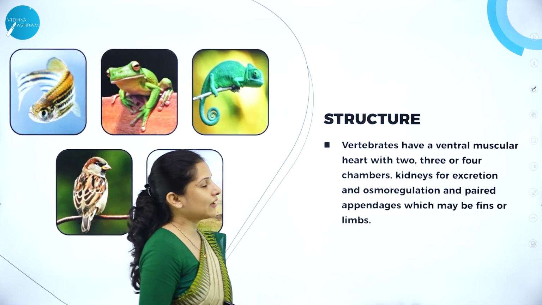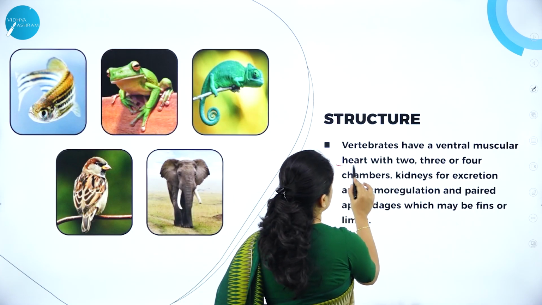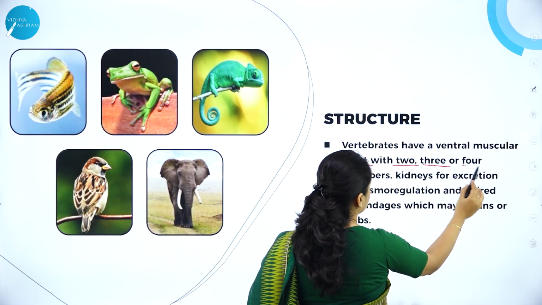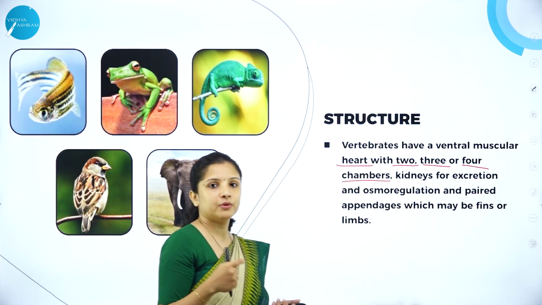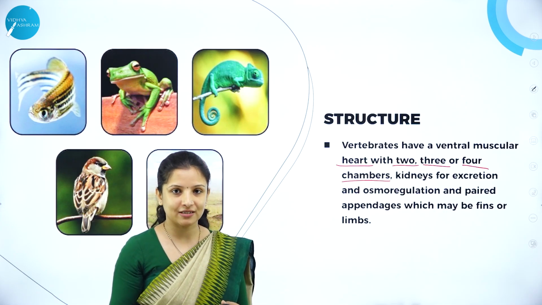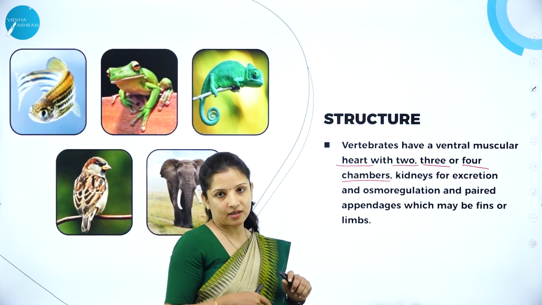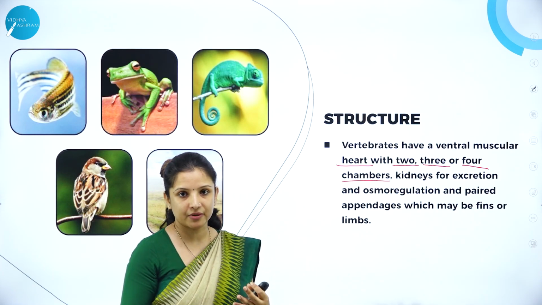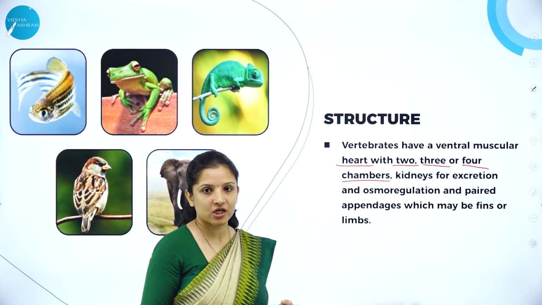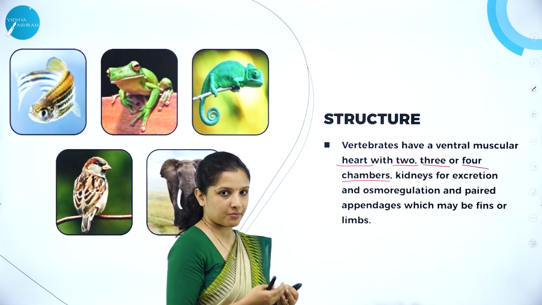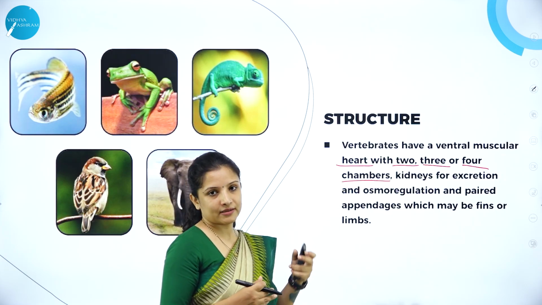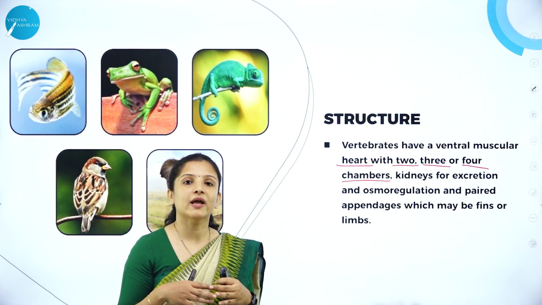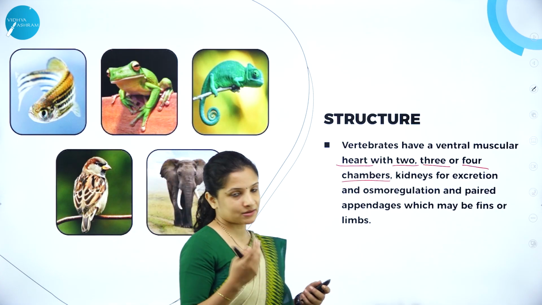Next, moving on to studying the structure of vertebrata. Vertebrates have a ventral muscular heart, and the heart can be 2-chambered, 3-chambered, or 4-chambered. For example, cyclostomata and osteichthyes have a 2-chambered heart. Reptiles and amphibians have a 3-chambered heart. Mammals have a 4-chambered heart, and even aves, the birds, also have a 4-chambered heart. So based on how many chambers the heart has, vertebrata is again divided into various classes, which we'll study later on in the next sessions.